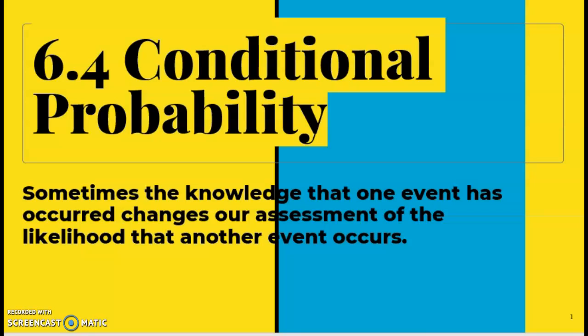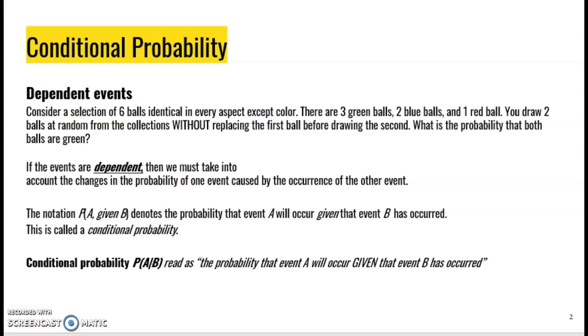Next, we're going to talk about conditional probability. With conditional probability, sometimes we know that one event has occurred, and it can change the probability of the likelihood that another event occurs. So they are like dependent events. When we look at conditional probability and dependent events, what we need is an example like this.